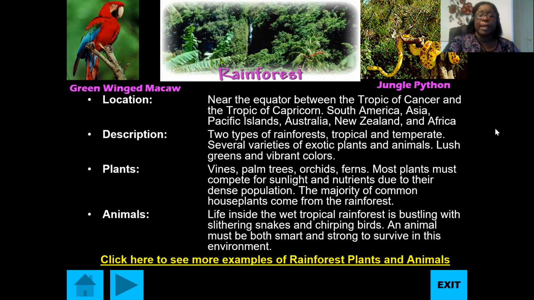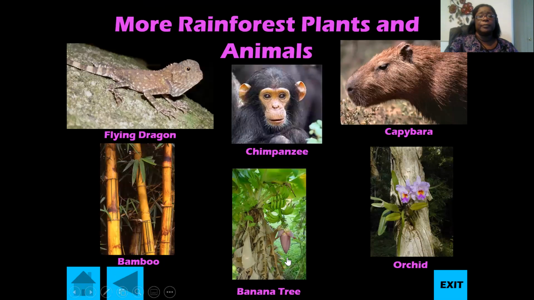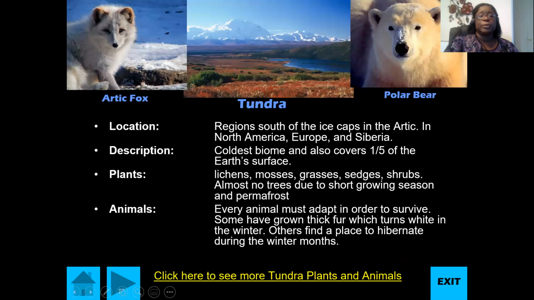You have many different types of animals such as snakes, birds, parrots, chimpanzees, orchids, banana trees, bamboo, the flying dragon. The tundra.